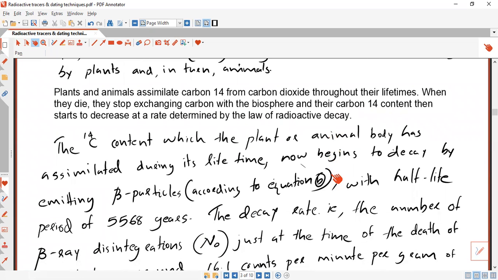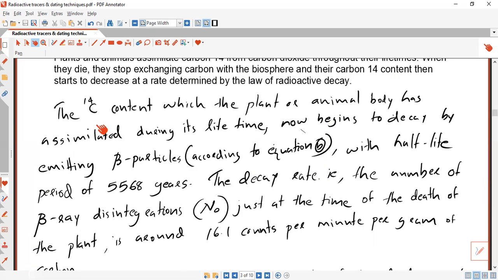That is, in the plants or animals, there is carbon containing C14 and C12, but this C14 present in the plants is radioactive in nature. After death it starts disintegrating. Then what happens? The C14 in the plant and animal body, accumulated during its lifetime, now begins to decay by emitting beta particles, according to equation B, with a half-life period of 5,568 years.